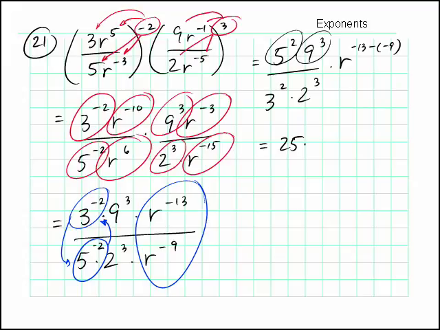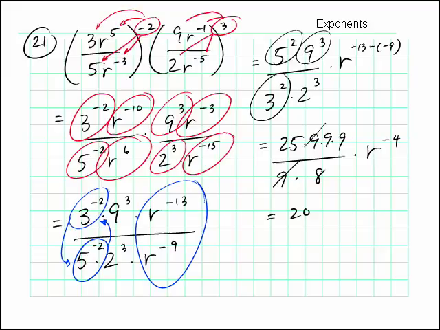9 cubed is 9 times 9 times 9. I can simplify a little bit here. 3 squared is a 9. 2 cubed is 8. I can cancel one of those 9s there like that. And I have r to the negative 4th power. If I multiply all this together, I get 2025 over 8.